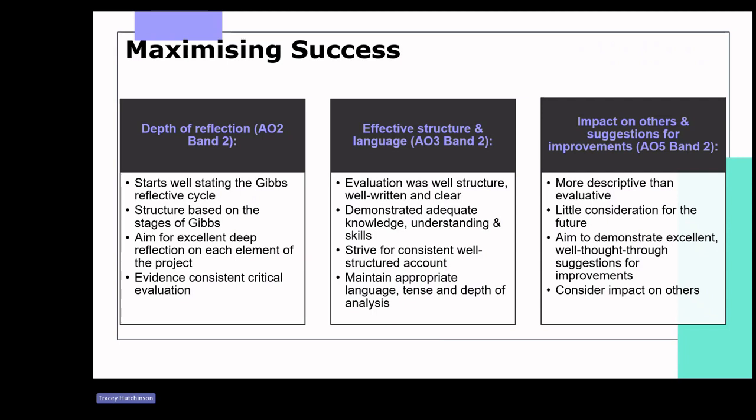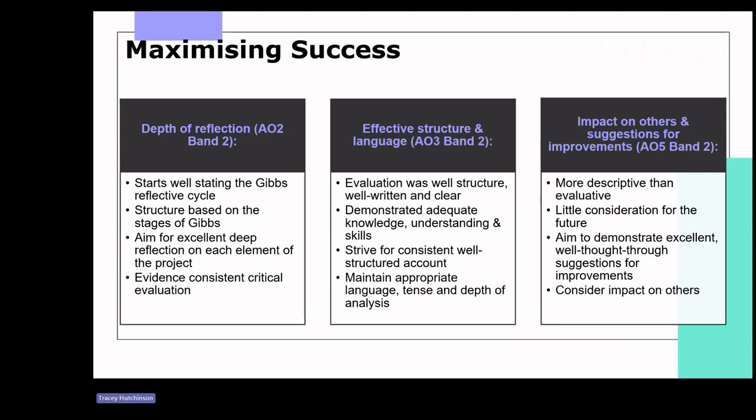For AO3, effective structure and language of the reflective account, there's clear evidence of Band 2 criteria. The evaluation was well structured and well written, so it was clear that they had made an attempt to follow the Gibbs cycle. This meant that they demonstrated adequate knowledge and understanding and skills. To obtain a higher band in AO3, students should strive for a consistently well-structured account using an effective model for reflective writing, ensuring they maintain appropriate language, tense, and depth of analysis throughout the account.